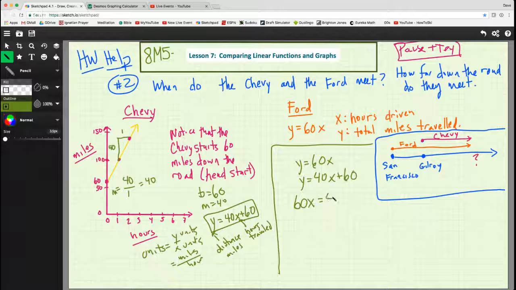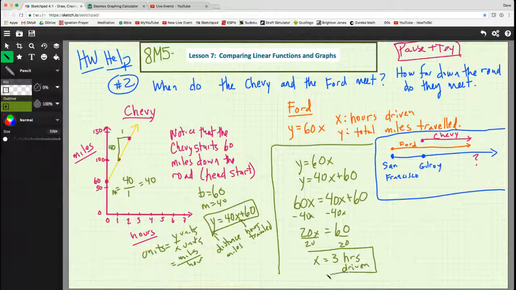60x equals 40x plus 60. So let's subtract 40x from both sides. And we get 20x equals 60. Divide by 20. And we get x equals 3. And what is x? x is hours driven. So after 3 hours, they should meet. And let's make sure that that's true.